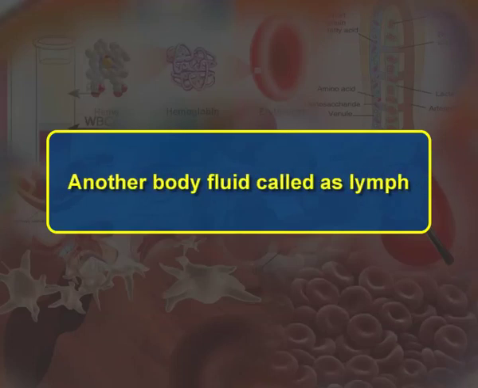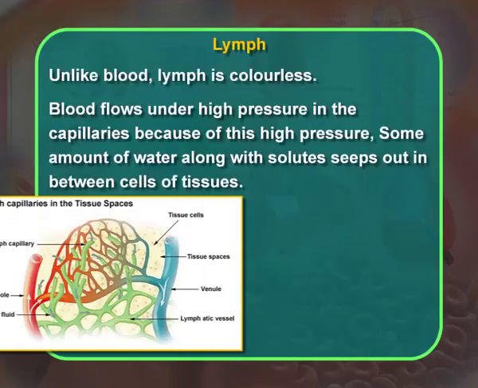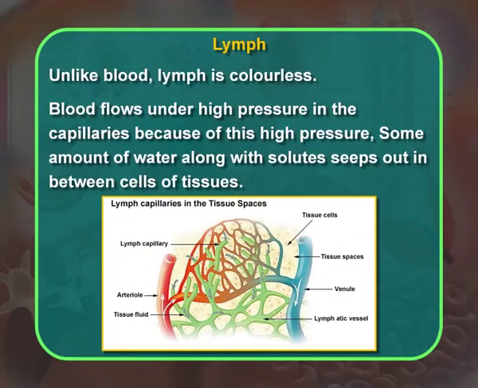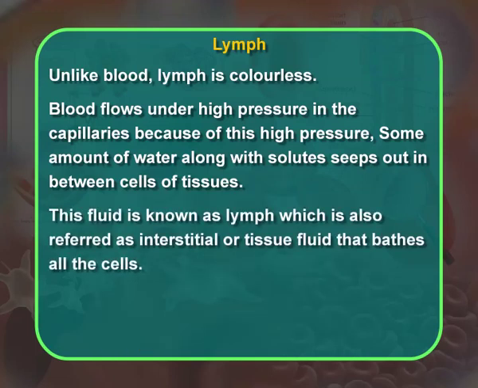Friends, we shall now move on to another body fluid called as lymph. Unlike blood, lymph is colorless. Students, blood flows through high pressure in the capillaries. Because of this high pressure, some amount of water along with solutes seeps out in between cells of tissues. This fluid is known as lymph, which is also referred as interstitial or tissue fluid that bathes all the cells.